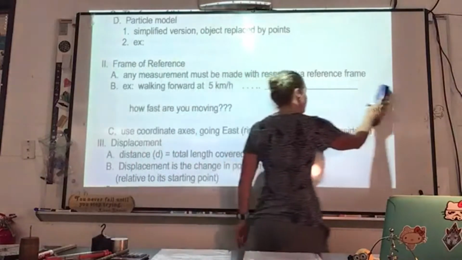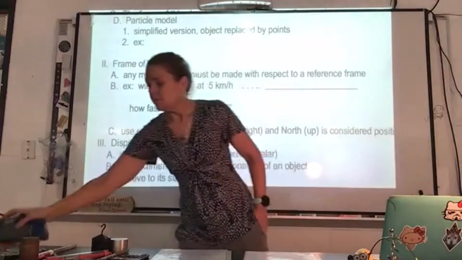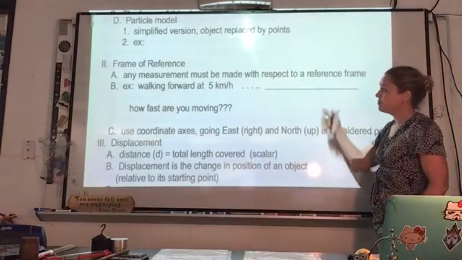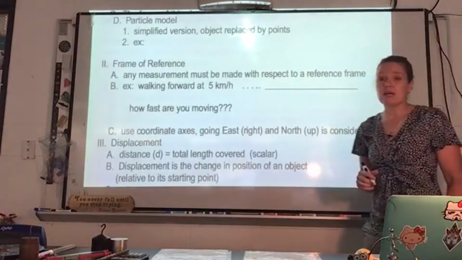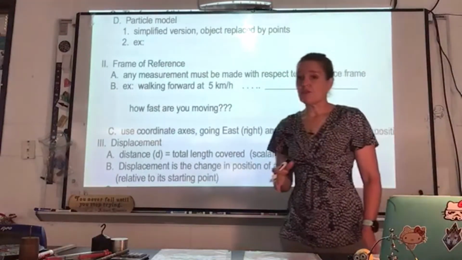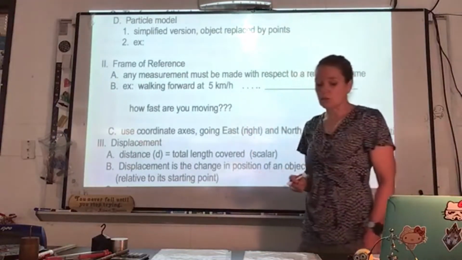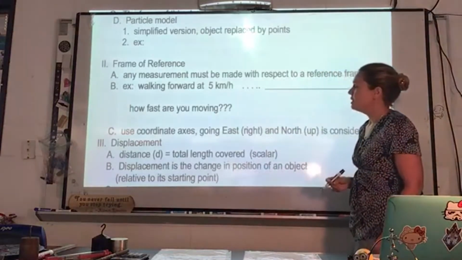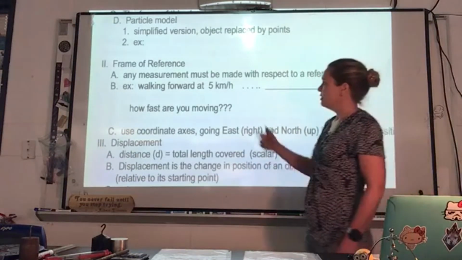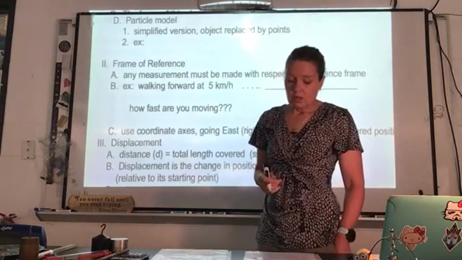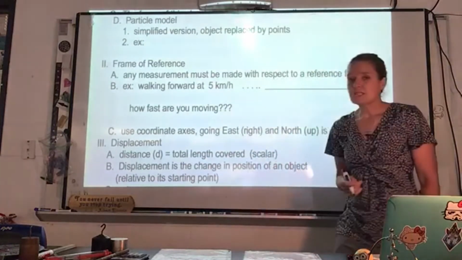Whenever we make measurements, which we're going to come up with some quantities in just a bit, every measurement must be made with respect to a reference frame. We need something to call kind of our origin, if you'd like to say. Here's an example: what if you're walking at 5 kilometers per hour?